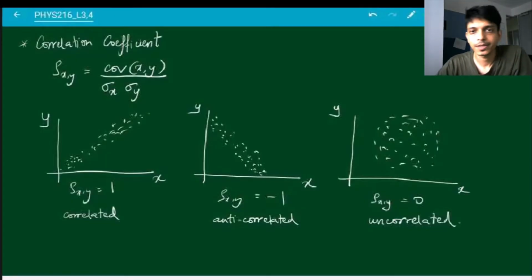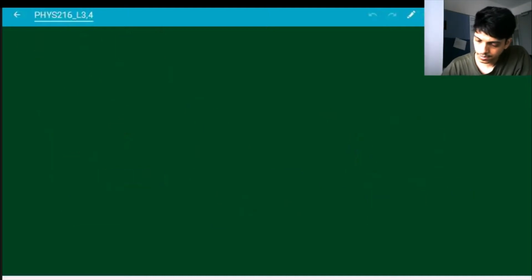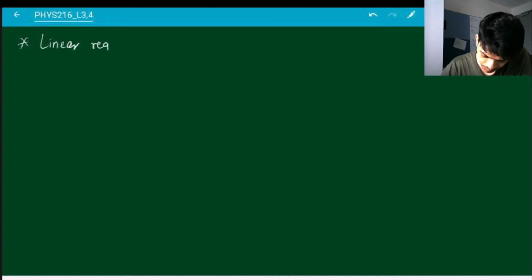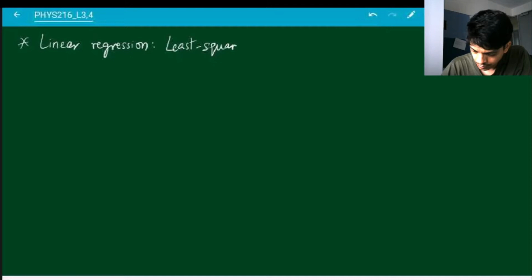So the last topic that I want to discuss in today's class is what is called linear regression. We are going to see how to fit data to a formula, a linear formula, by least square fitting. So let's see what exactly this means.